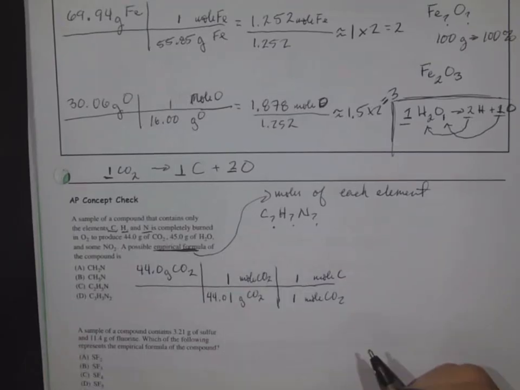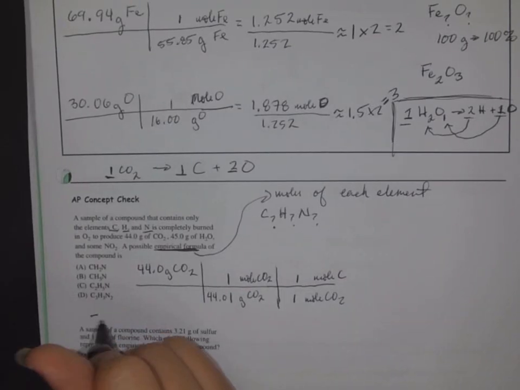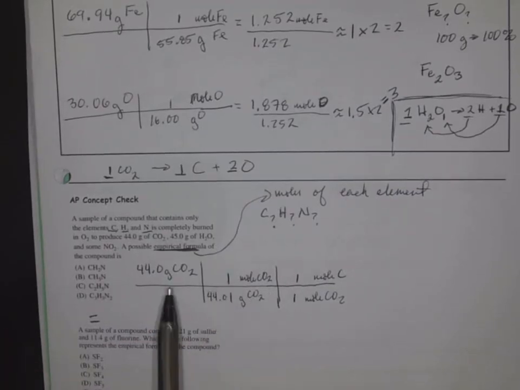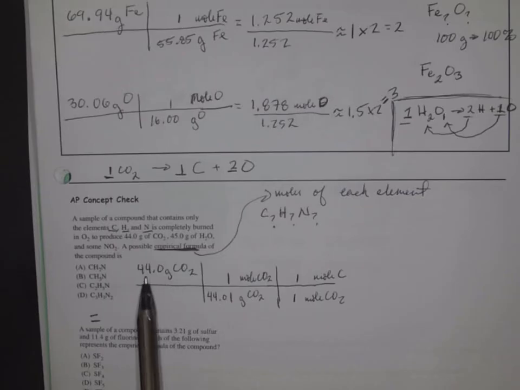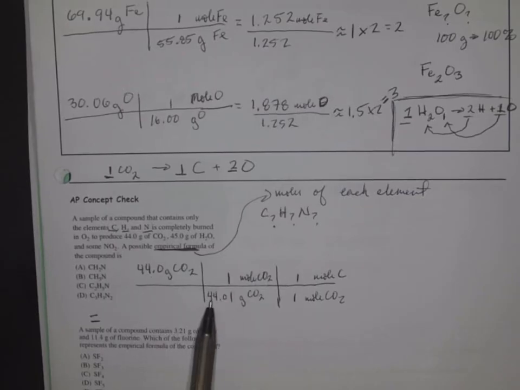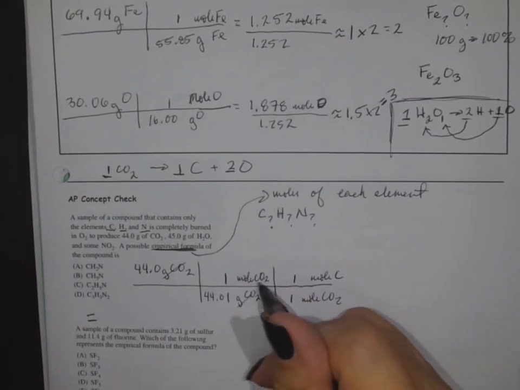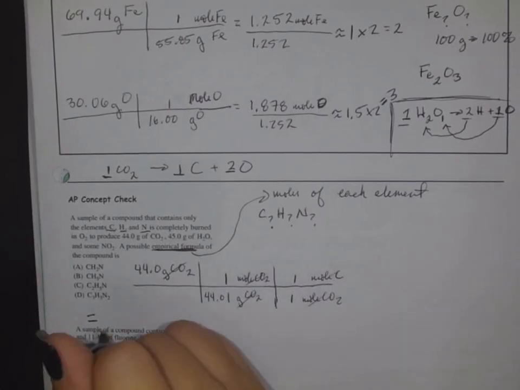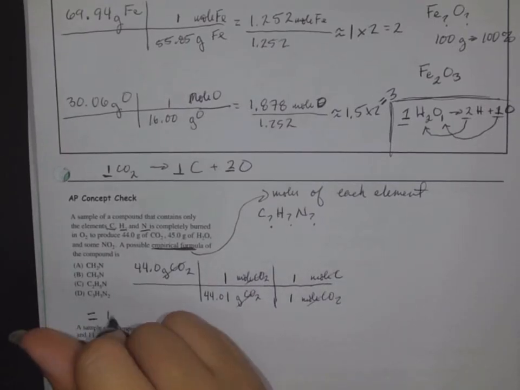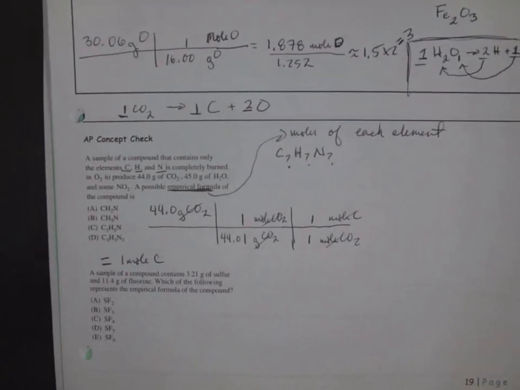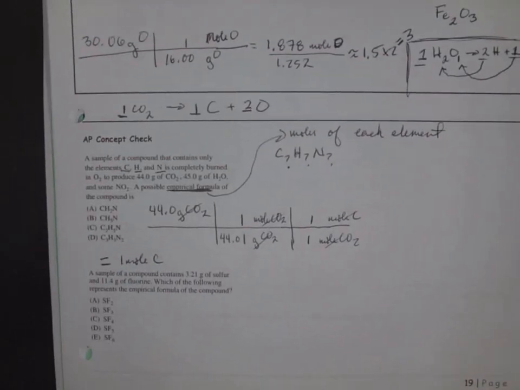All right, great. So, sorry, I didn't leave a lot of space, so I'm just trying to sneak it all in here, careful. So then 44.0 times by 1 divided by 44.01 grams times by 1, it equals pretty much 1 mole of carbon. All right, great. Let's keep going.